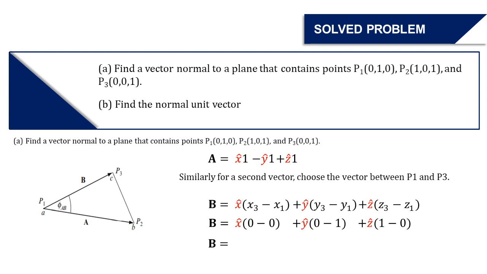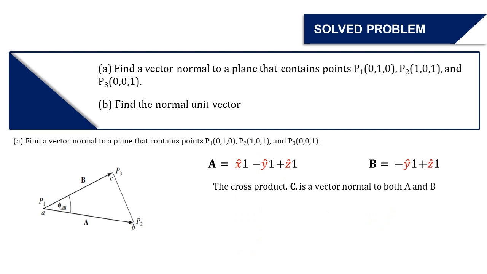Therefore, ang ating vector B would be, wala tayong x component, meron tayong y, so negative y hat 1, plus z hat 1. So, meron na tayong dalawang vectors that would be in the plane na dadaan doon sa points na ginive sa atin ng problem. So, the cross product is the vector normal to A and B. Sabi naman kanina sa definition, yung ating cross product is a vector that is perpendicular doon sa ating dalawang vectors.